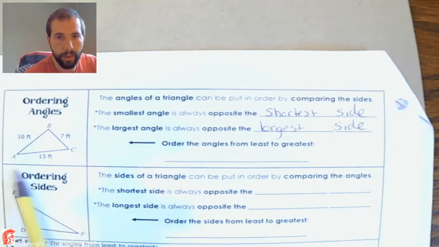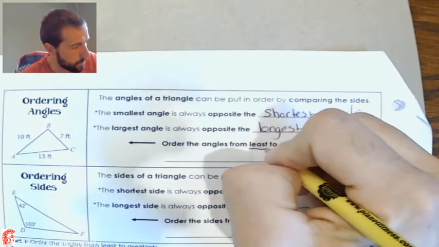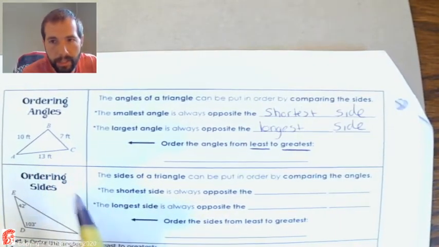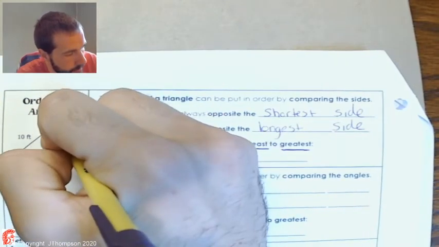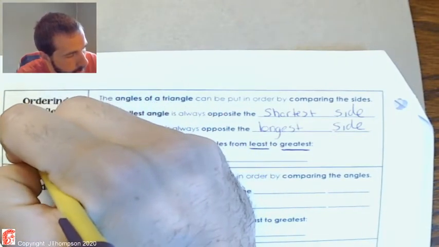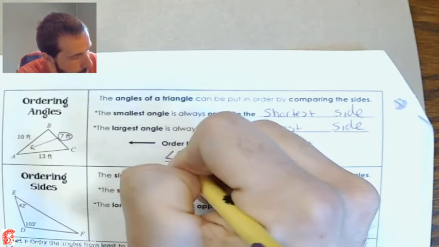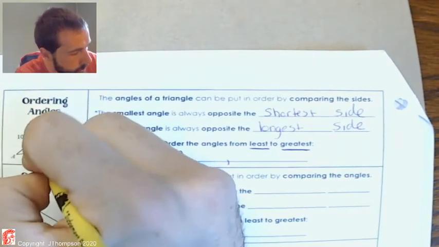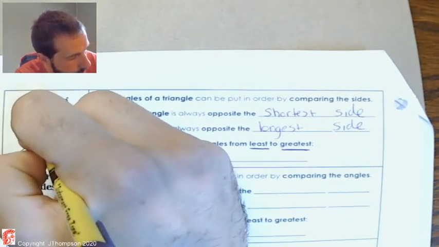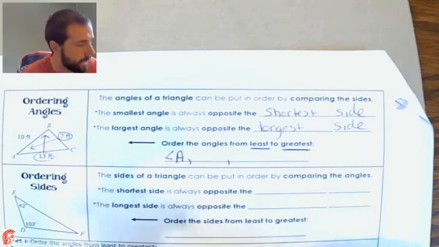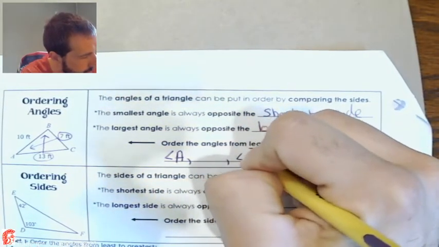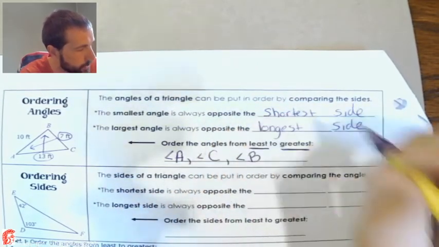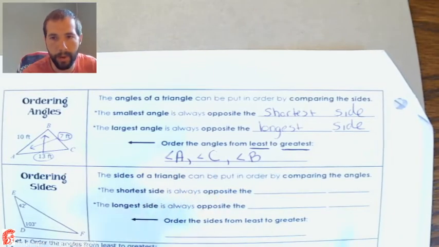So to order these from, what do they want us to do? Least, so that'd be smallest to greatest. Okay, well, we have to find the smallest side first. So the smallest side in this one is 7. It's across from or opposite angle A. So angle A must be your smallest angle. The largest angle is across from the longest side. So that would be 13 is the longest side. So angle B is the largest angle. So angle B is the largest or the greatest. And therefore the one in the middle would be angle C. So this is your order: angle A, angle C, angle B.